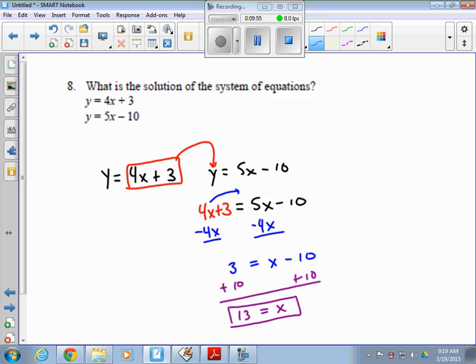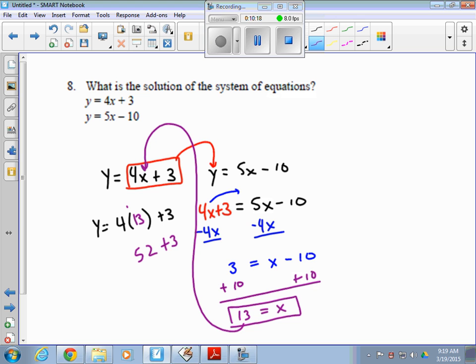Take that new value for x and substitute it back in, or plug it back in place of x. So y equals 4 times our new value for x plus 3, and our new value is 13. 4 times 13, or 4 times 3, we know is 12. Carry a 1. 4 times 1 is 4 plus 1 is 5, so 52 plus 3. Y equals 52 plus 3, or y equals 55.